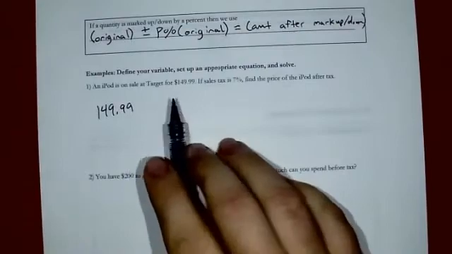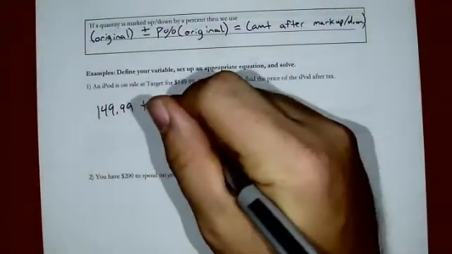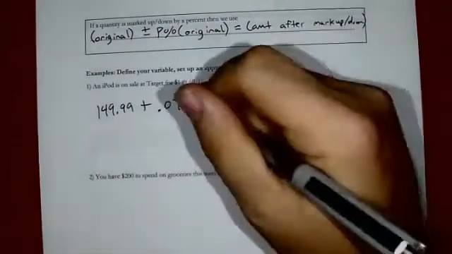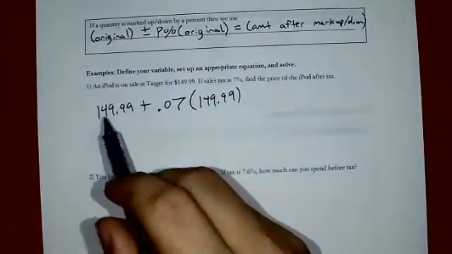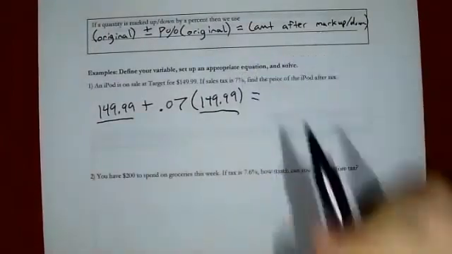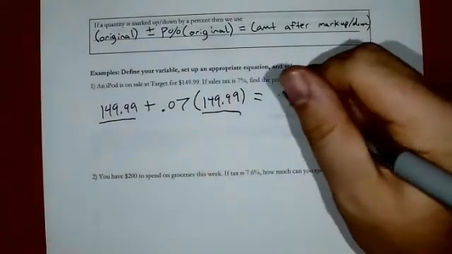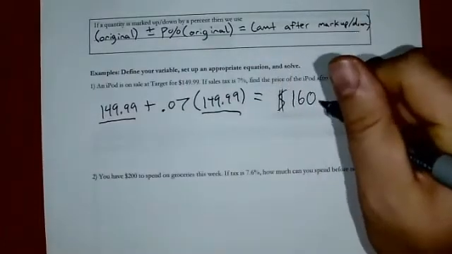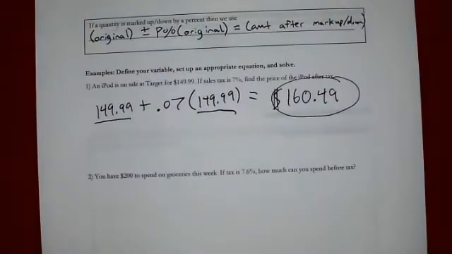Sales tax indicates it's being marked up, so plus 7%. 7% is 0.07 of that $149.99. So when you're doing a percent increase or decrease, these two values are always the same. And from there, it's just a matter of using your calculator, which gives us 160. Rounding to the nearest cent, it would be $160.49 after tax.